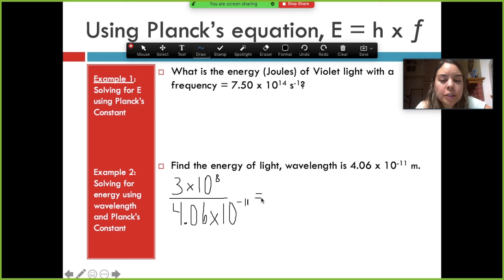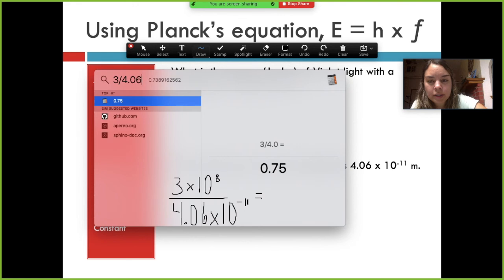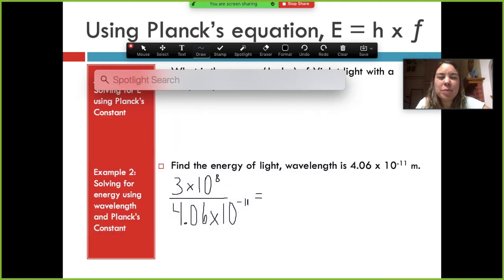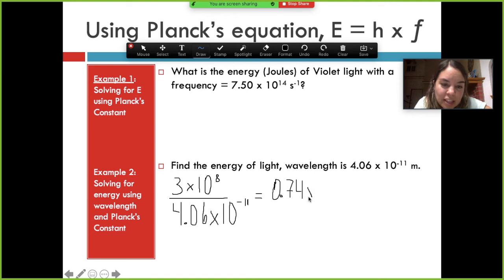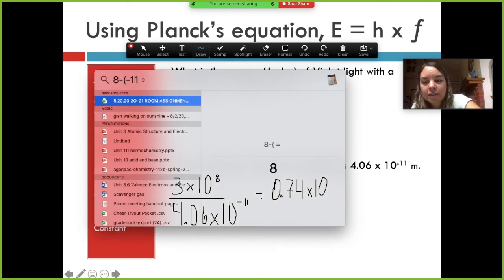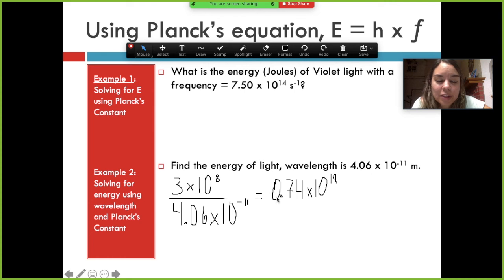That is equal to 3 divided by 4.06, which is 0.74. Then I'm going to add the times 10 and subtract the exponents. So 8 minus negative 11 is going to be 19. This is going to be the frequency. Okay, so we are not done.